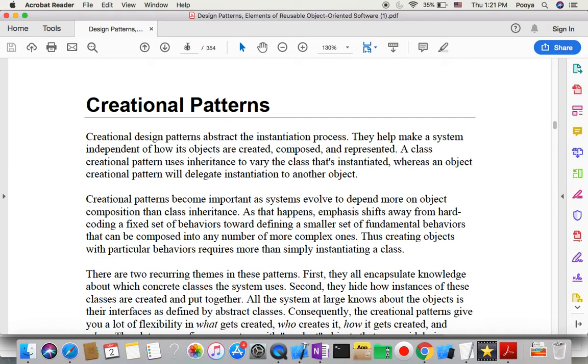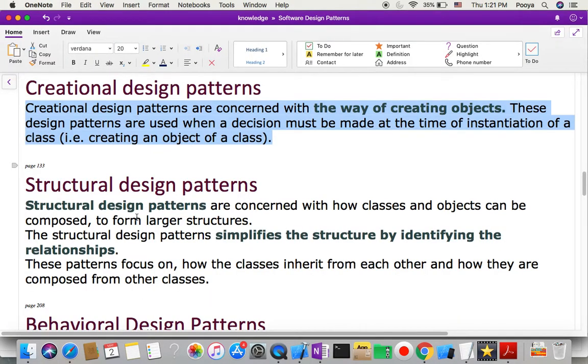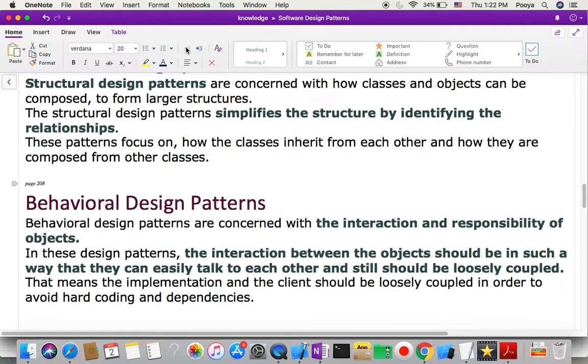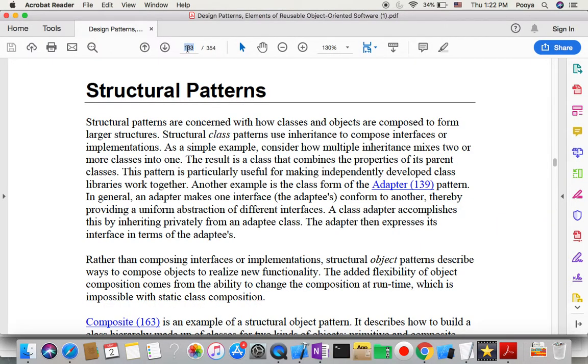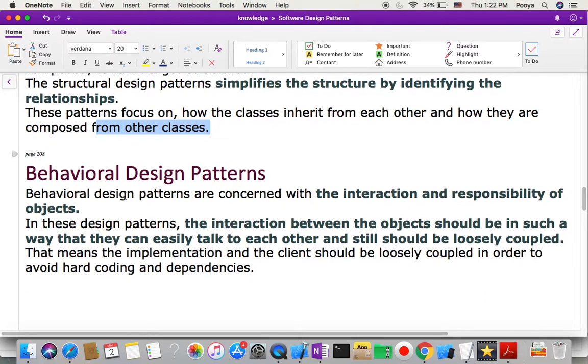The other one is structural design patterns, page number 133. Structural design patterns are concerned with how classes and objects can be composed to form larger structures. The structural design pattern simplifies the structure by identifying the relationship. These patterns focus on how classes inherit from each other and how they are composed from other classes. And behavioral design patterns, page number 208. You can get a complete description there, and here is the short answer.